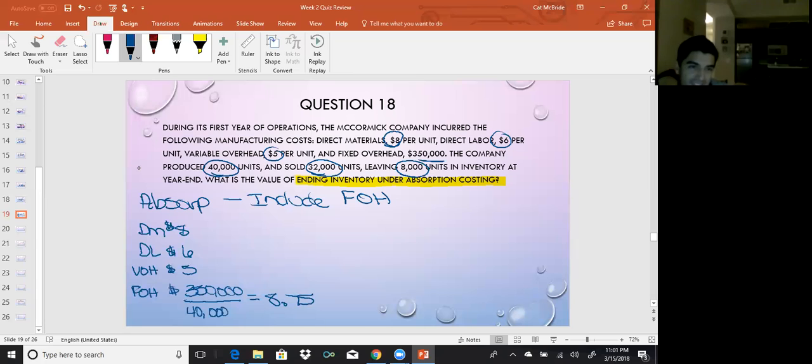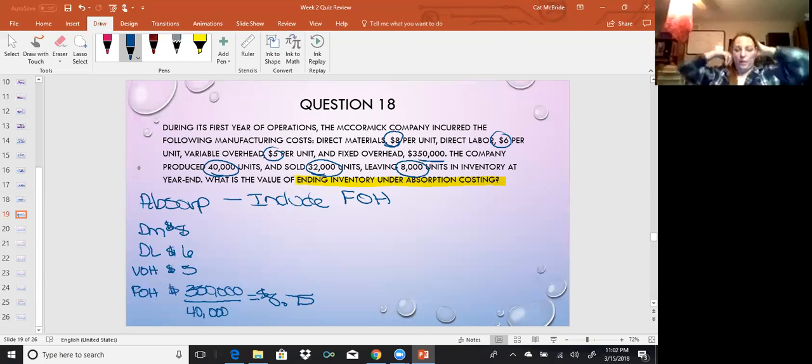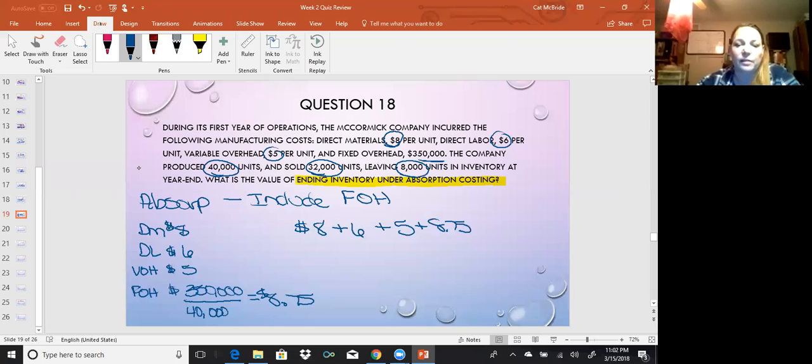So now we want to know ending inventory under absorption costing. Under absorption costing, everything gets included in inventory. Nothing gets expensed at the point of sale. So we have $8 plus $6 plus $5 plus $8.75 times the number of units in ending inventory.